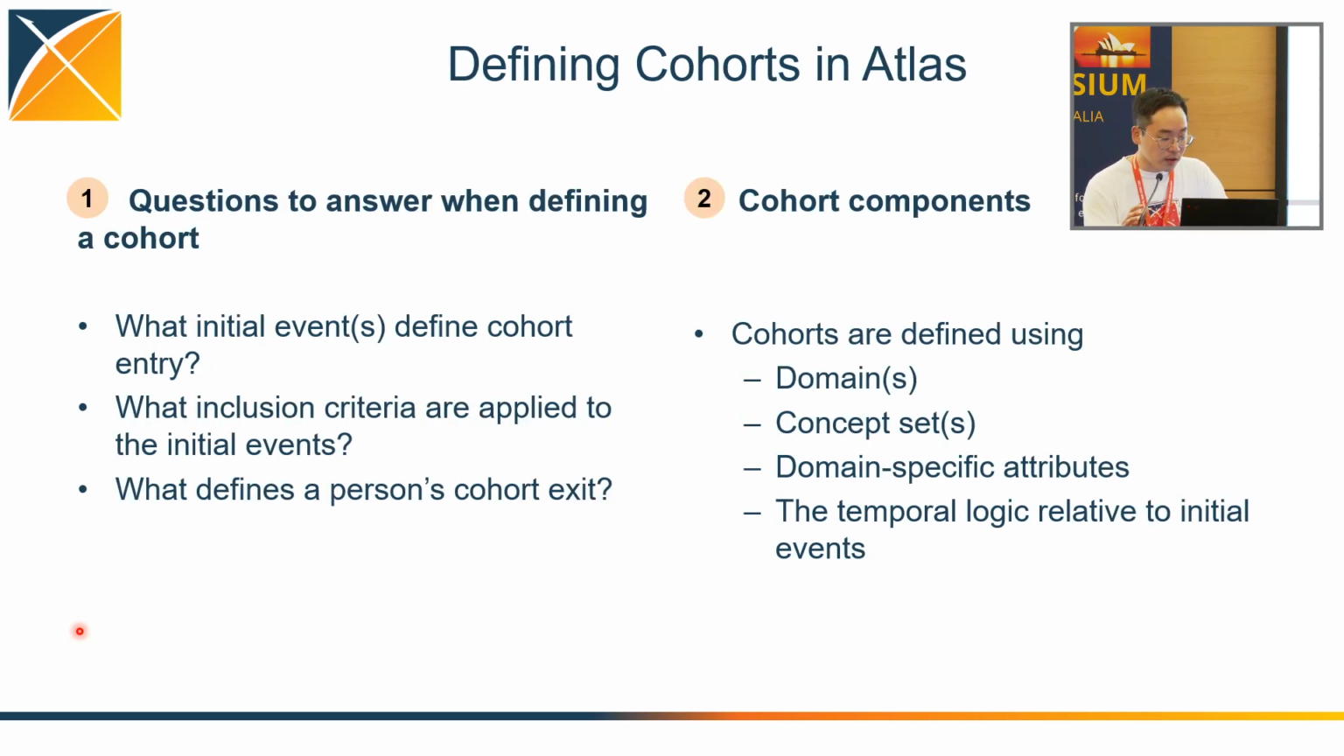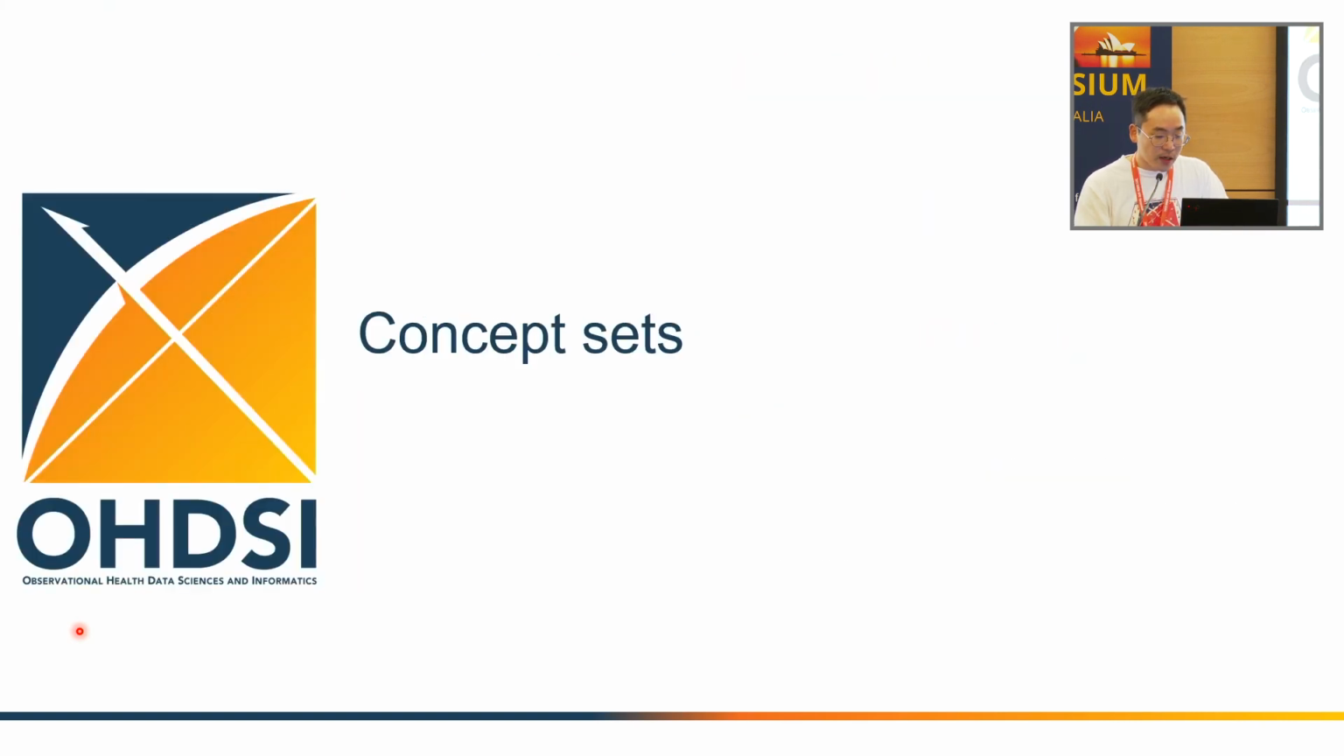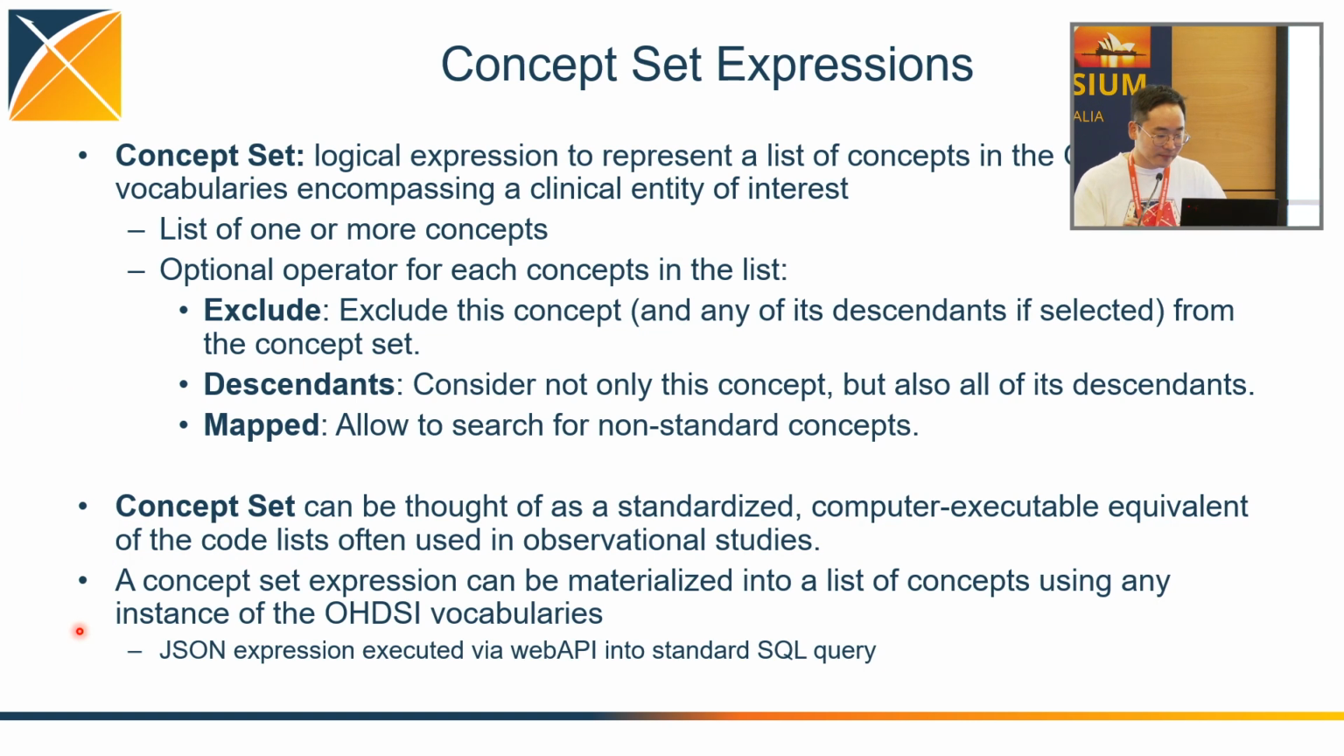So cohorts can be defined using domains, concept sets, domain-specific attributes, and temporal logic relative to initial events. And there is the concept set. A concept set is a logical expression to represent a list of concepts in the OHDSI vocabulary encompassing a clinical entity of interest. It's just a list of the concepts, which are the codes in the OMOP vocabulary.